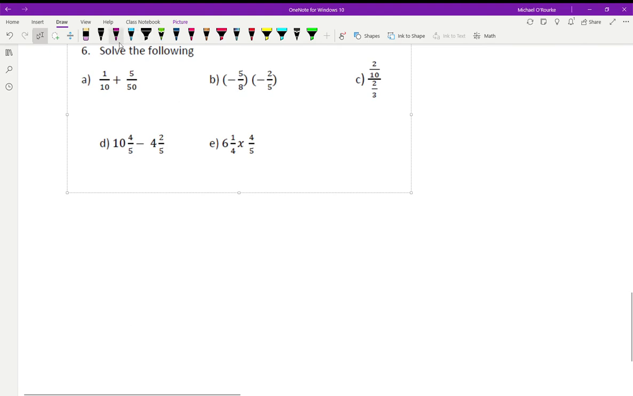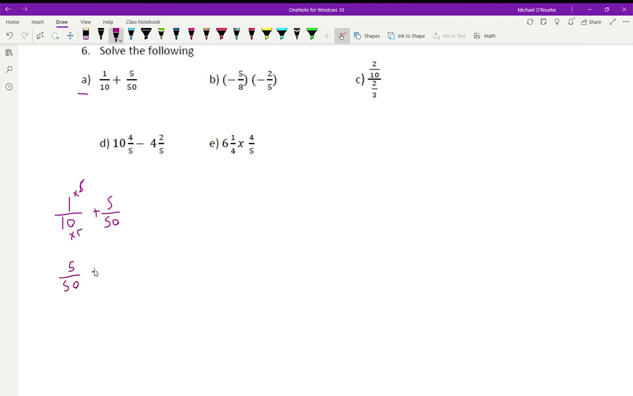Right. So the first one here, 1 over 10 plus 5 over 50. We need common denominators. So we need a 50 on the bottom, so we're going to times this by 5 and times this by 5. Which is going to give us 5 over 50 plus 5 over 50, which is going to equal 10 over 50. And then we can reduce this by dividing both by 10, which will give us 1 over 5.